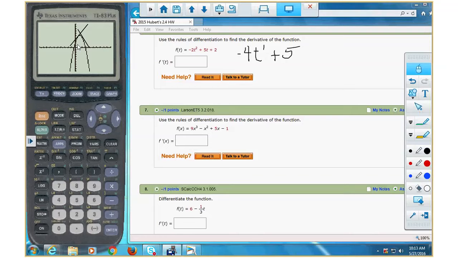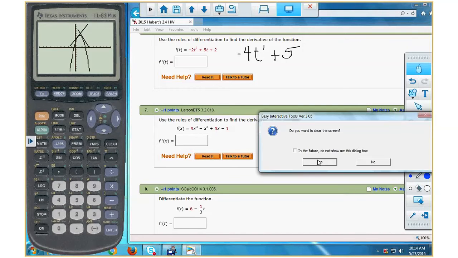Now what about this line? This line looks like it's at 2, maybe. 2 times negative 4 is what? Negative 8, Hubert. Thank you, class. Negative 8 plus 5 is negative 3. So the slope of that line is negative 3 over 1. And that's that one.